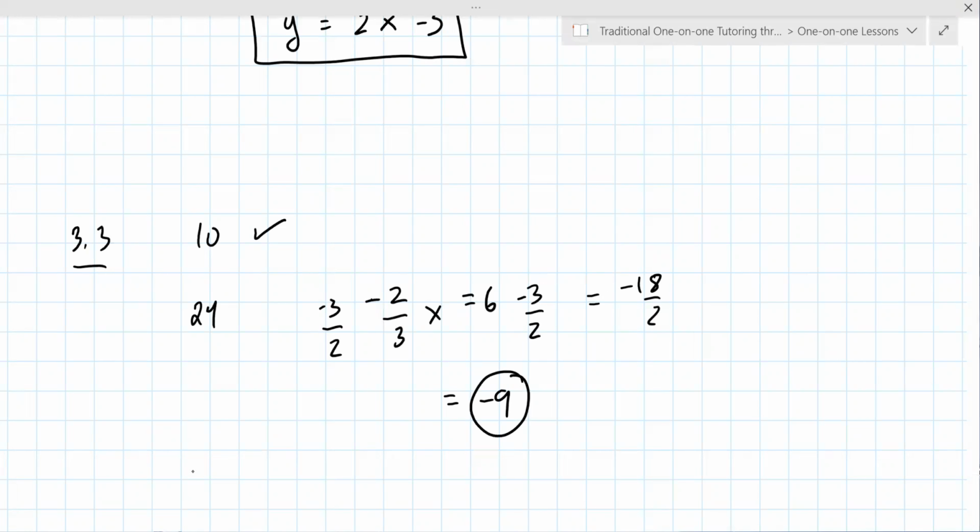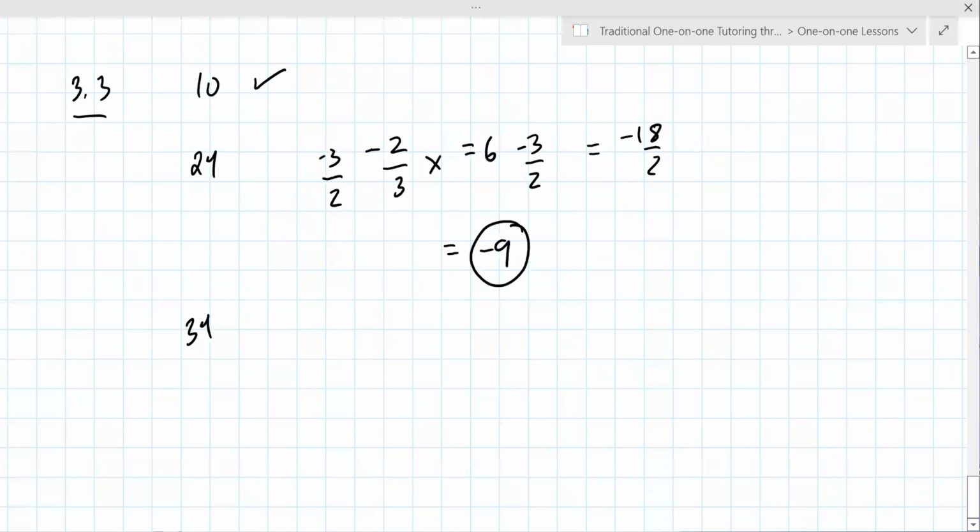Let's look at 34 next. 34 here. So subtracting 4 from both sides, divide by 6. Your answer is correct. 42 here. So let's see here. 3/4 is your answer. Subtract 2, divide by -4. You've got the right answer.